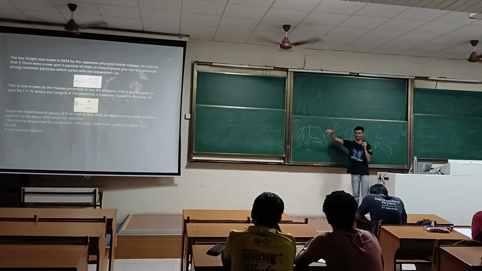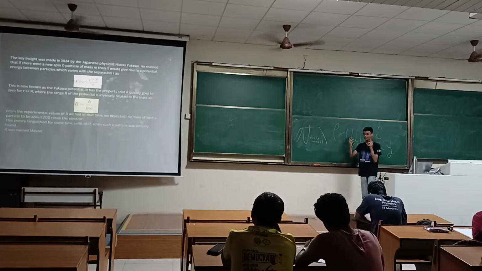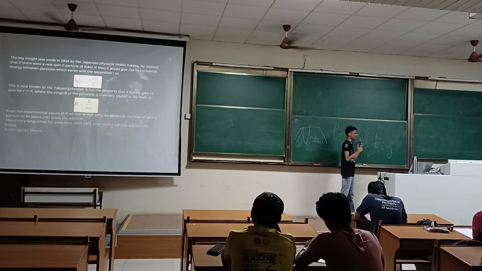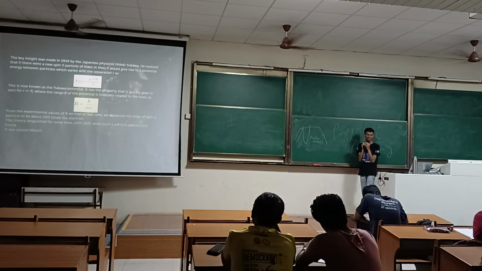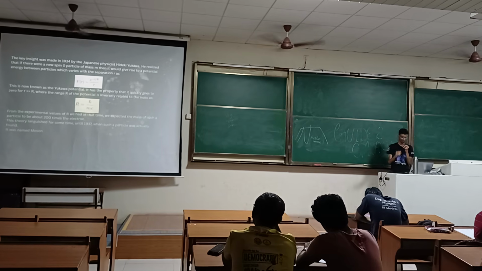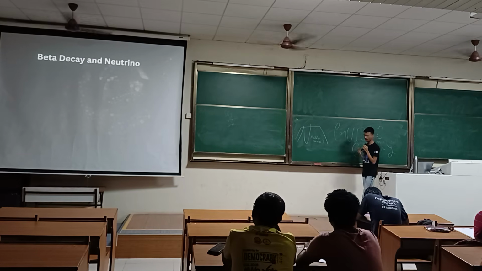He says that if such a particle is found, it can easily explain this discrepancy we observe in the gold foil experiment. This theory languished for some time until the year 1937, when such a particle was actually found. This particle was named the meson. So we will reach another point in our story.